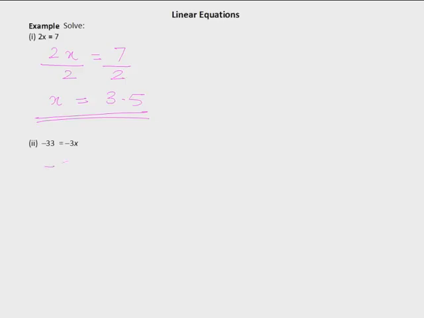How about minus 33 equal to minus 3x. Since both sides are equal in an equation, I can divide both sides by the same number and the equation still holds. In this case, I'll obviously divide by minus 3. So I divide both sides by minus 3 and I end up getting 11 is equal to x. So again, I've solved the equation because I've found the value of x.